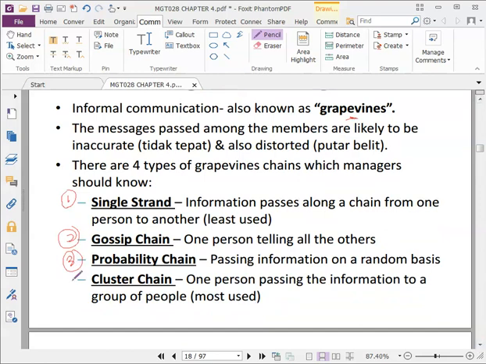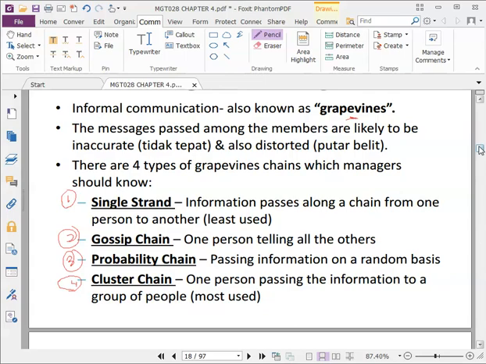Okay, how about cluster chain? Kita pun baru tahu kan, cluster ni berkaitan dengan cluster ni. Maksudnya dia jangkit tu kan. Cluster kita panggil. One person passing the information to a group of people. Okay. Daripada seorang tu dia pass, contoh macam COVID kan. Seorang kena, lepas tu pass dekat orang tu. Orang lain pula pass pada orang lain. Pass. Dia jadi cluster. Maksudnya lagi ramai yang kena. Okay, that is cluster chain.